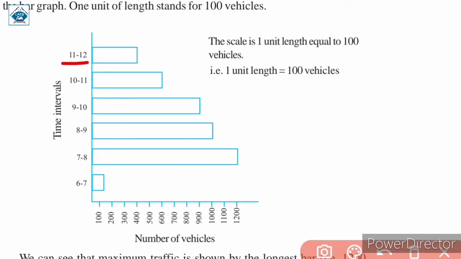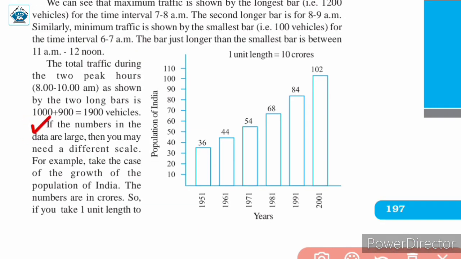and 12 noon. If the numbers in the data are large, then you may need a different scale. For example, take the case of the growth of the population of India. The numbers are in crores. So, if you take 1 unit length to 1 person or even 100 persons, then also it will be very difficult to draw the bar. It won't be possible to draw the bar graph. So, in this case, we will take the scale as 1 unit length is equal to 10 crores.